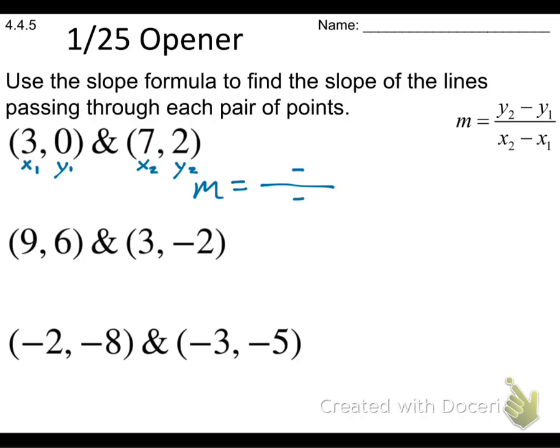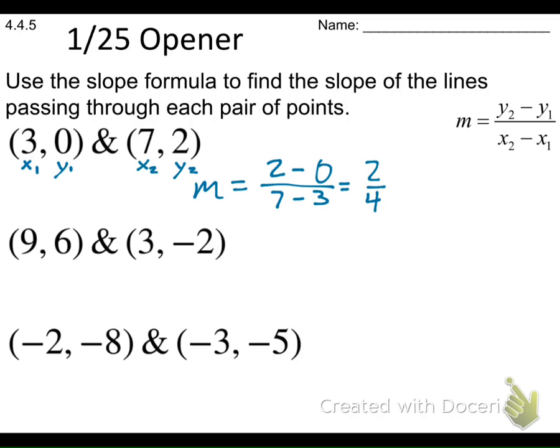Tamara, can you tell me what goes first? What's the top look like? You got 2, 0. Right. So y2, right? And y1. And then what's the bottom going to look like? On the bottom, you have 7 minus 3. Perfect. What's 2 minus 0? Anybody? Oh, 2. Sorry. It's okay. What's 7 minus 3? 4.